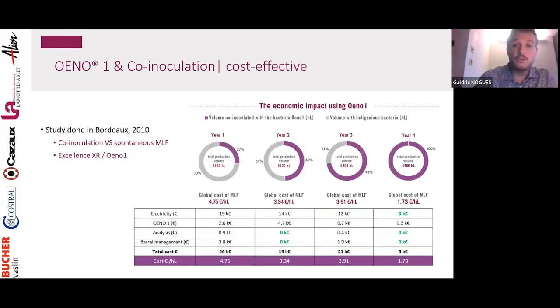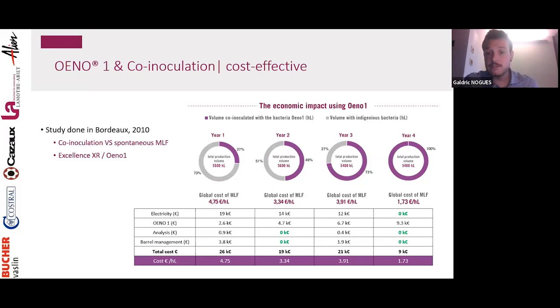In terms of cost effectiveness, this is the study we did in 2010. It ran for 4 years, from 2010 to 2014. You can see the cost per hectoliter when we take into account the electricity, the cost of the NO1, and the cost of analysis to follow the malolactic fermentation. We also introduced the barrel management cost to end up with a total cost of the malolactic fermentation. In year one, 27% of the production was inoculated through co-inoculation. So the global cost of malolactic fermentation at this time was 4.8 euro per hectoliter, close to $5.3.